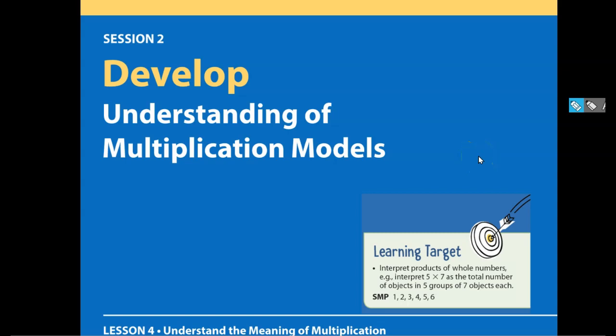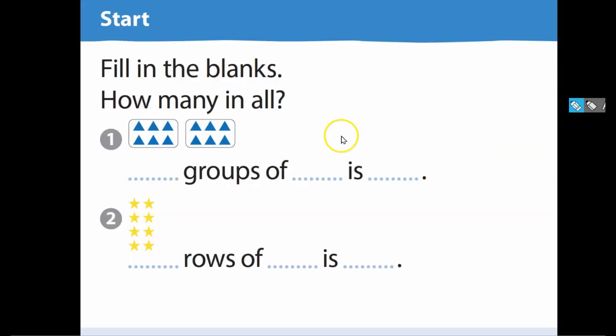All right, we're continuing to understand multiplication. Okay, this is lesson 4, session 2. Now we're going to use multiplication models. Okay, pictures, diagrams, that kind of thing. Okay, it says fill in the blanks. How many in all? This is not in your book. If there's a page up here, then it's in your book. But let's do this together.